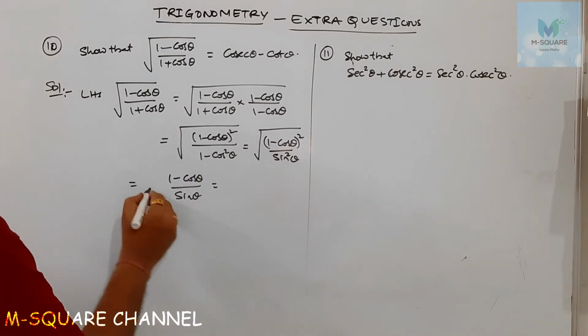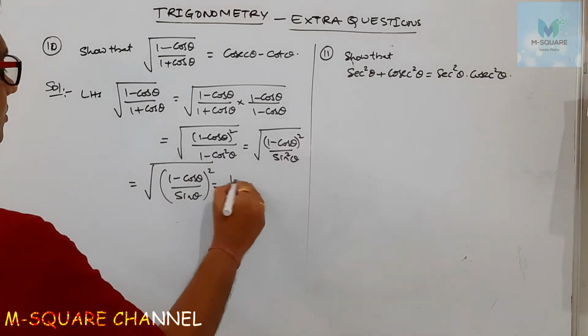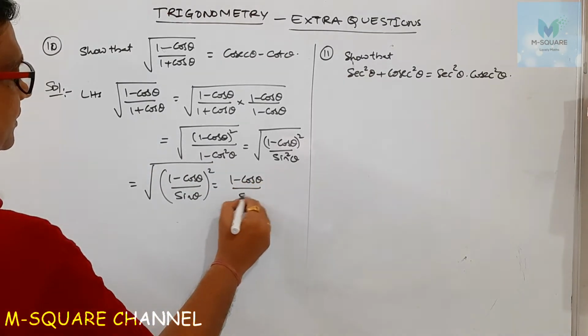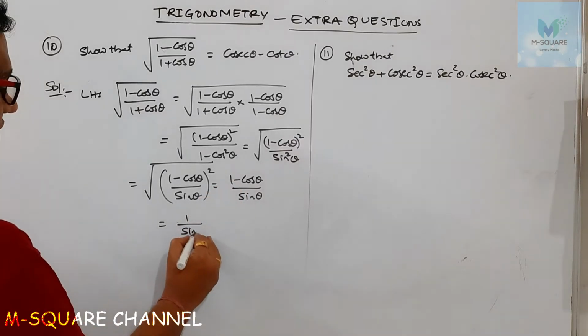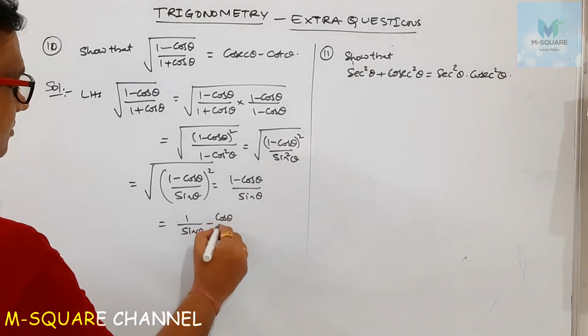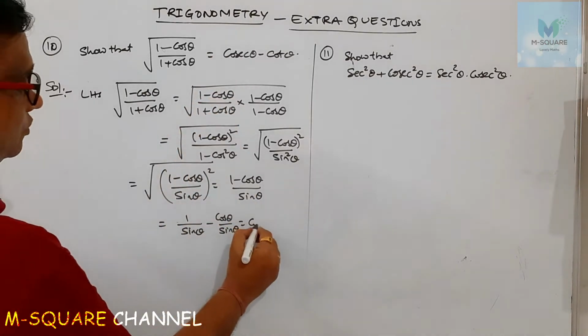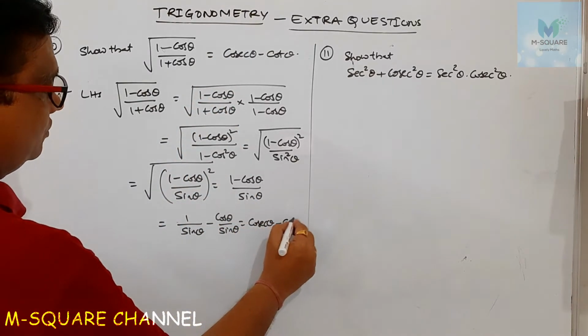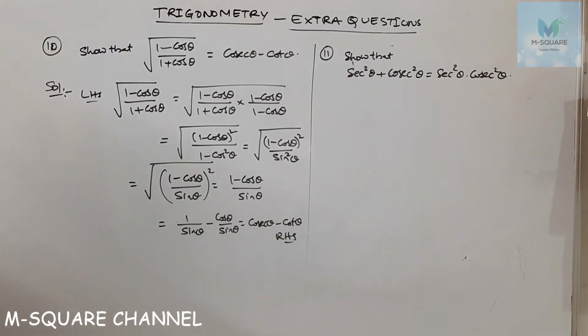Otherwise you can write it like this, no problem, whole square. So 1 minus cos theta by sin theta. Split the fractions: 1 by sin theta minus cos theta by sin theta. So 1 by sin theta means cosecant theta, minus cot theta. This is RHS. LHS equals RHS.